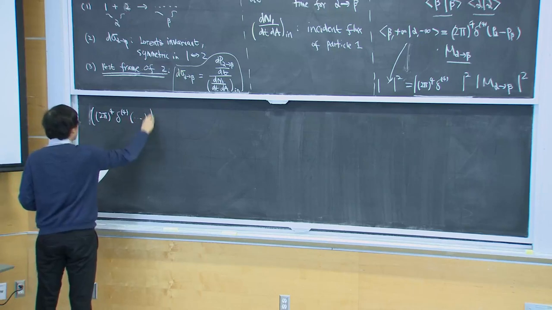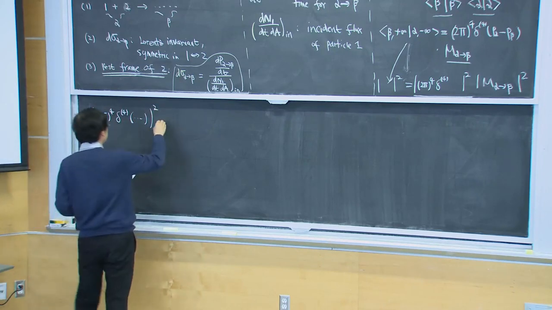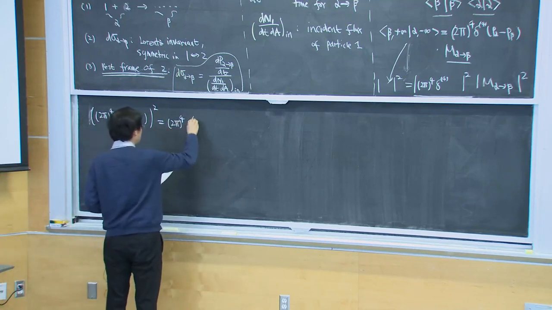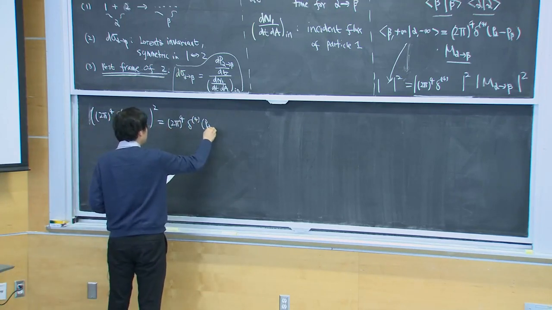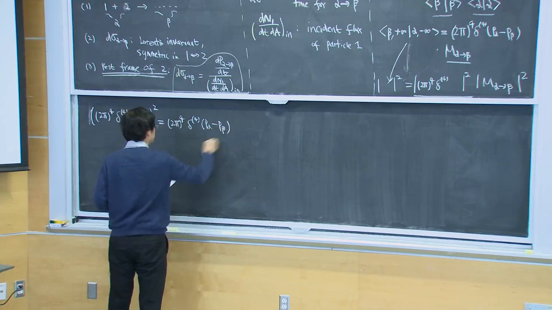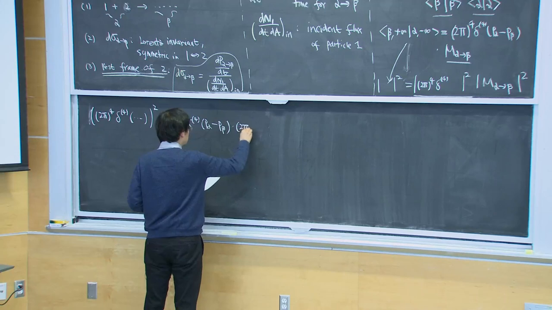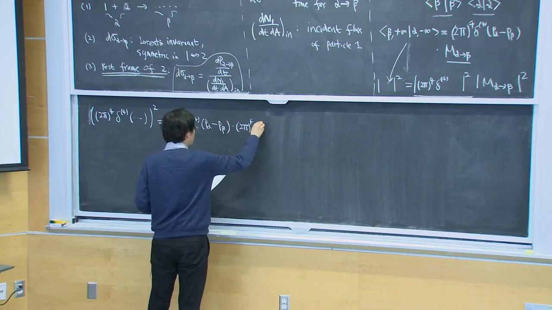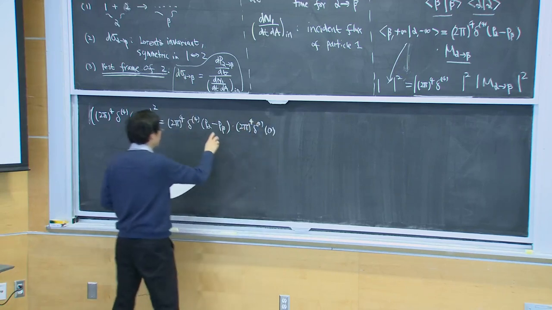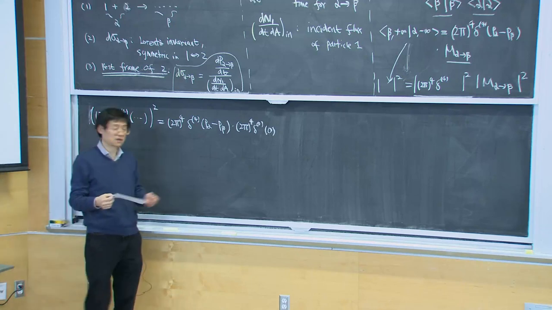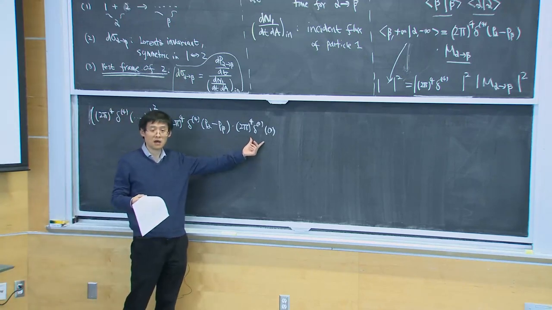Okay, and let me just save time. So this square, then we can take one piece, one copy of it, and just write it as delta of p alpha minus p beta. And then the other piece will be just delta 4, we can just evaluate at 0, because we already set p alpha equal to p beta from the first delta function. So the second factor just becomes delta 0.